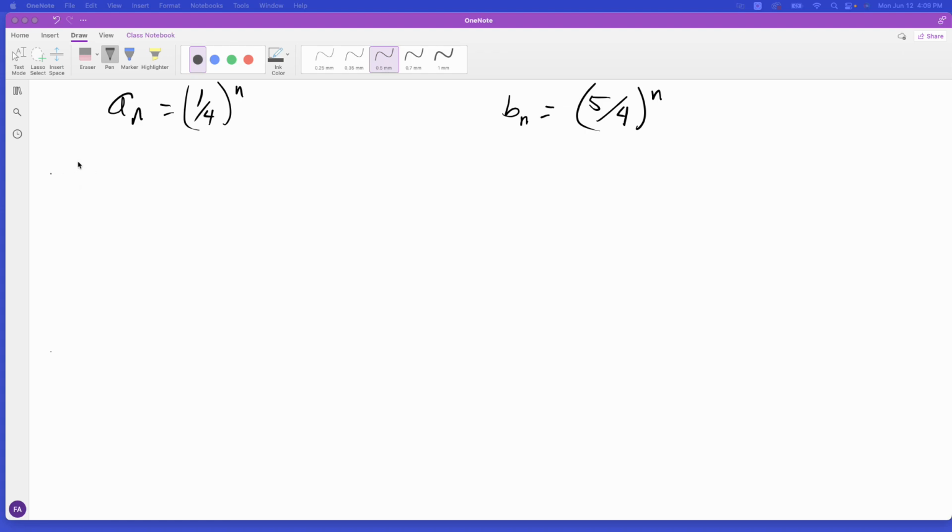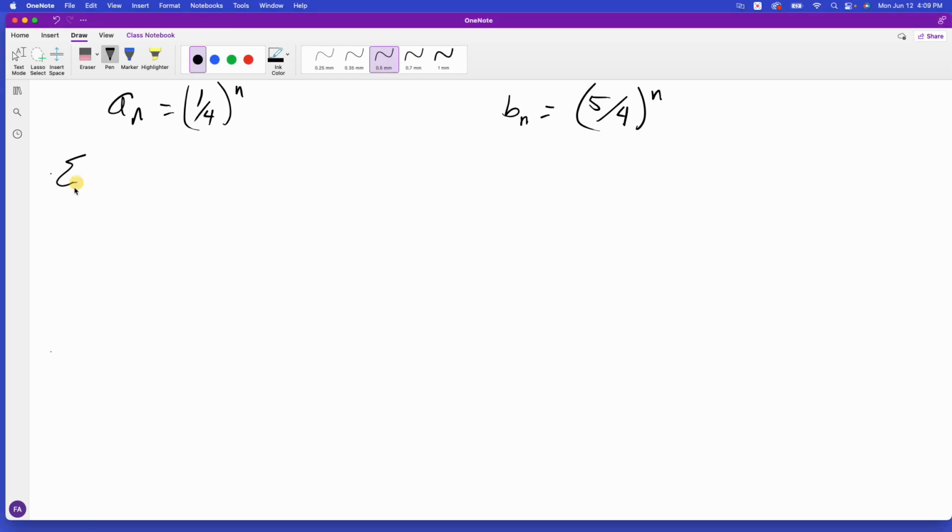I asked you to investigate on your own, and here I just thought I'd sit down and run through these. If we're talking about this being a series, we're talking about the summation from k equals 1 to infinity of 1/4 to the k power. We're going to compare that to the summation from k equals 1 to infinity of 5/4 to the k power. That needs to be written as a k because I'm using k in my summations there. Now, what does that mean?